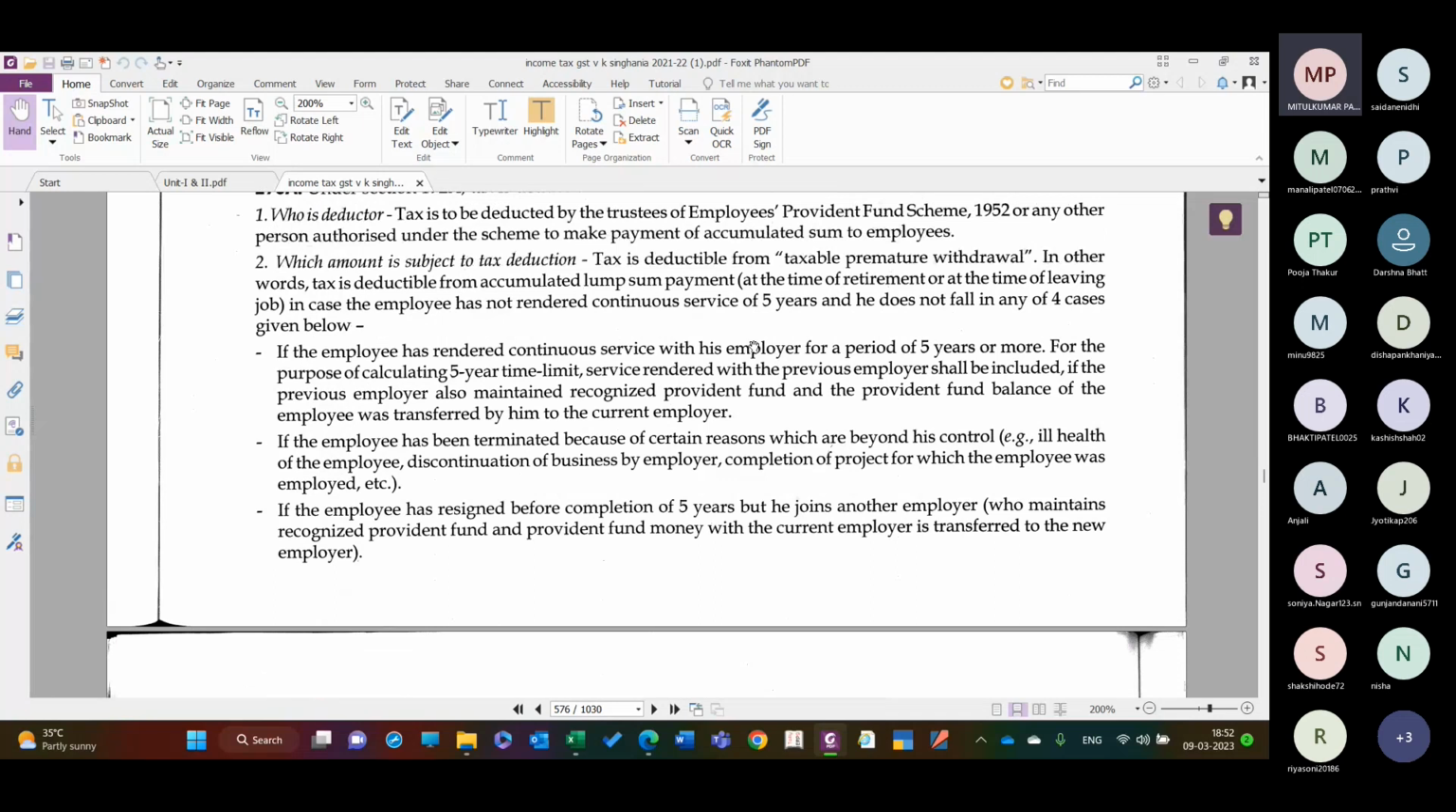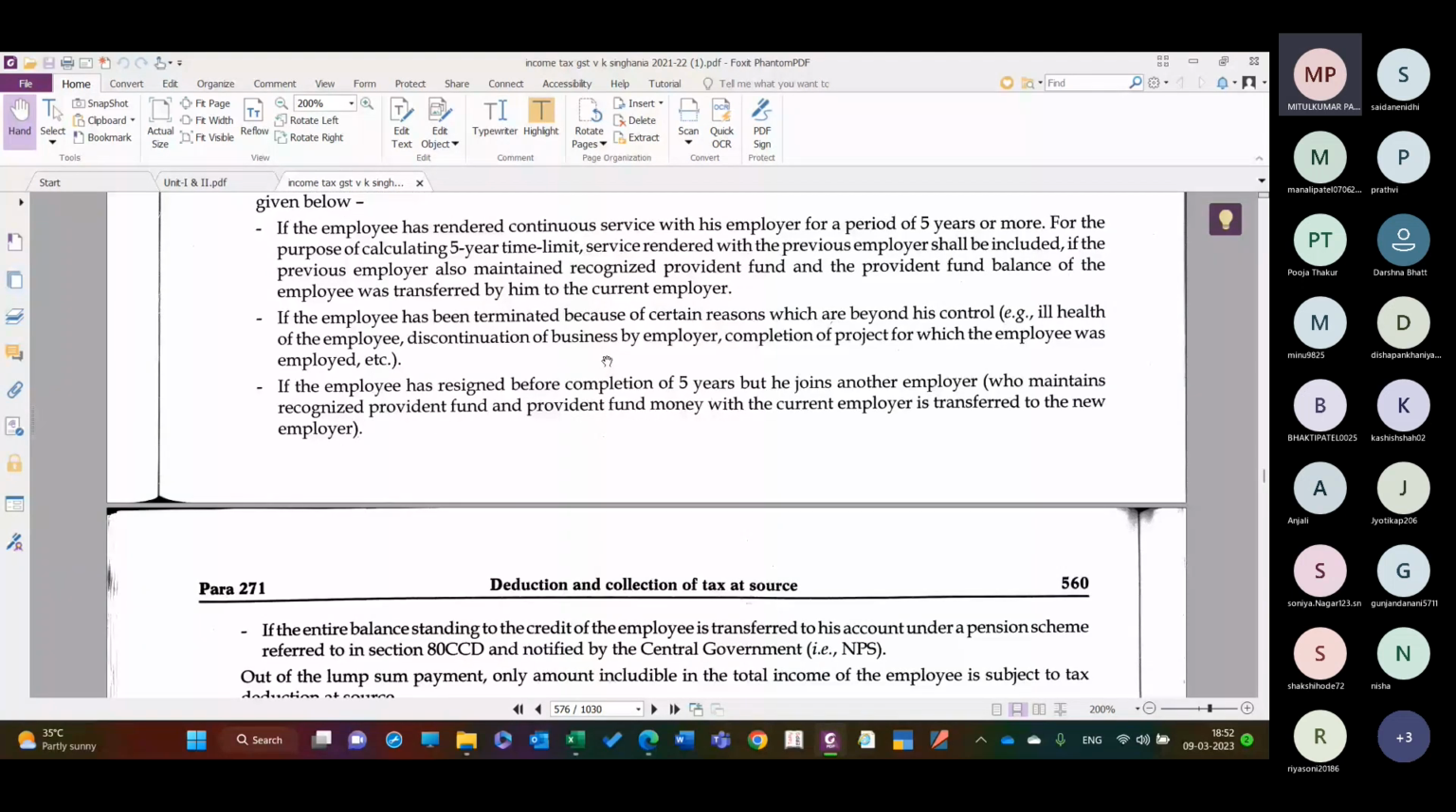If the employee has been terminated because of certain reasons which are beyond his control, like ill health of the employee, discontinuance of the business by the employer, completion of the project for which the employee was employed, ये सारे रीजन की वजह से अगर उसकी सर्विस टर्मिनेट हो जाती है और वो भी 5 साल से कम है और वो विड्रॉ कर रहा है तो वो टैक्सेबल नहीं होगा और उसके ऊपर टीडीएस नहीं कटेगा.